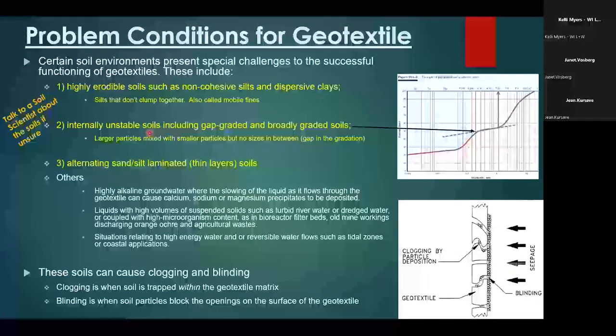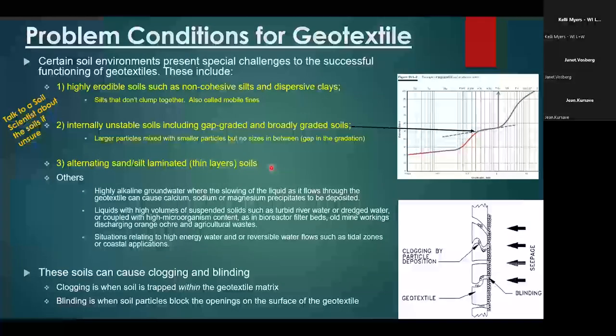Another one we might run into is internally unstable. What that means is gap graded. Of course, if you have a gradation that you've done in the lab, that's easy to see. But in the field, basically you'll pick up a handful of this stuff, and if you've got a lot of larger particles and a lot of smaller particles, but nothing in between, that's gap graded. And that's not good. That's a bad gradation. What happens is the fines can get into the geotextile and clog it.